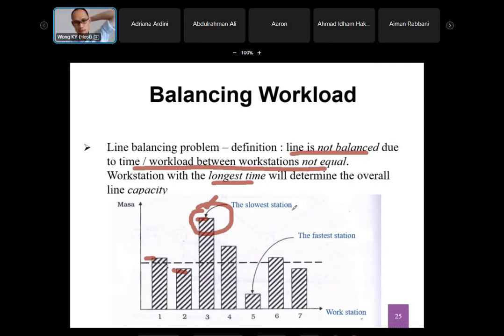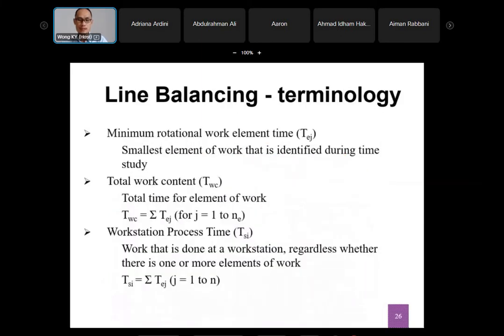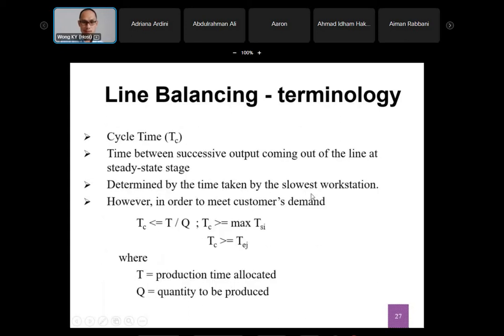So what we want to do now is apply a line balancing technique to balance this assembly line. How to do that? We have to reassign the work elements. We have to redistribute the work elements to the different workstations so that each workstation will have roughly the same cycle time. Before I explain the techniques, there are some mathematical symbols that you have to understand first.